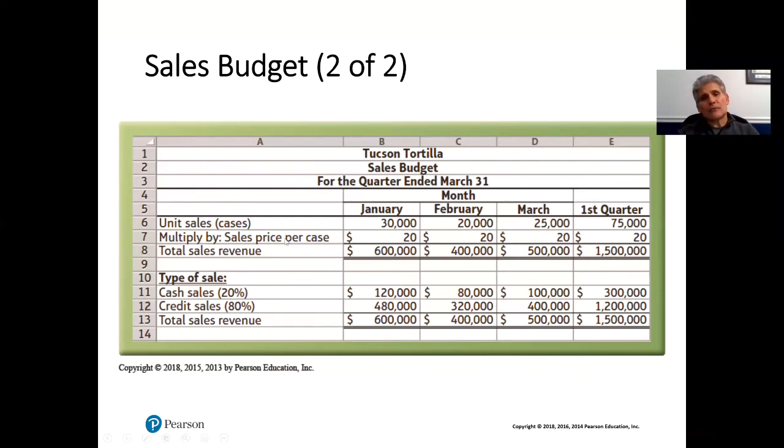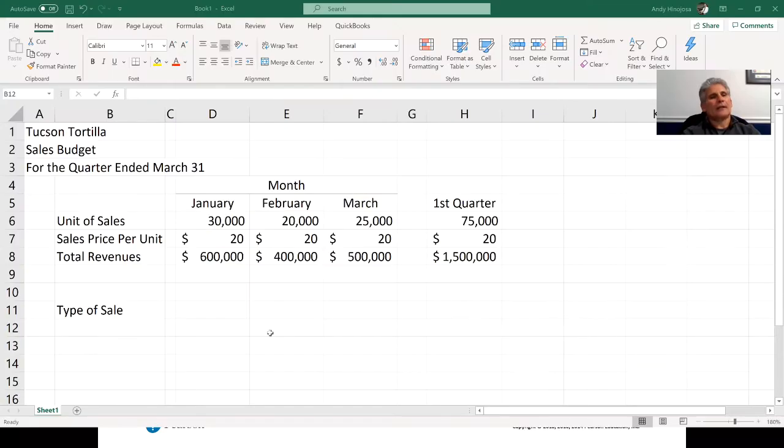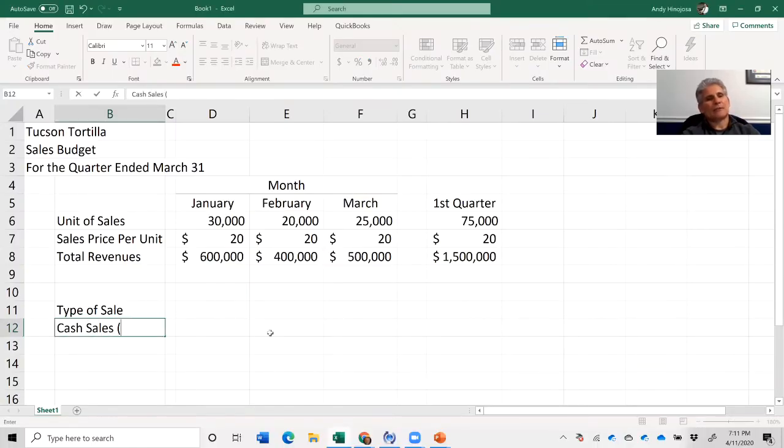Now, before we go too much further, even though we have our total revenue, this is going to be important for us later on, especially when we're developing our cash budget. We're going to identify how much of it is actually a sale in cash and how much of it is on credit. So it looks like our budget is going to allow for us to budget cash sales to be 20% and credit sales to be 80%. So cash sales, that's going to be 20%. Credit sales, that's 80%.